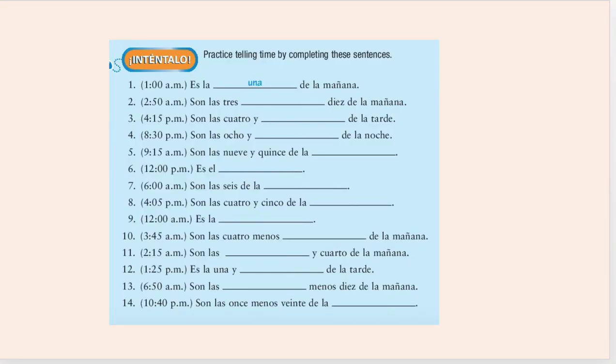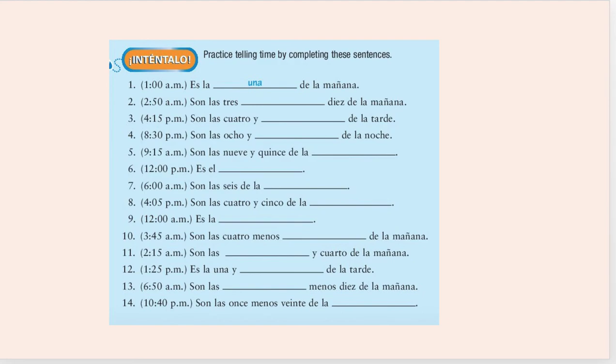And we're going to look at this activity from page 25 of your book. Inténtalo. I'm going to do the first few with you. Number one, we have 1 a.m. Es la una de la mañana. Remember, it is es la una when it is 1. We use that with 1. And for 2:50 a.m., it should be son las 3 menos 10 de la mañana, or essentially 3 minus 10, or 2:50 de la mañana.